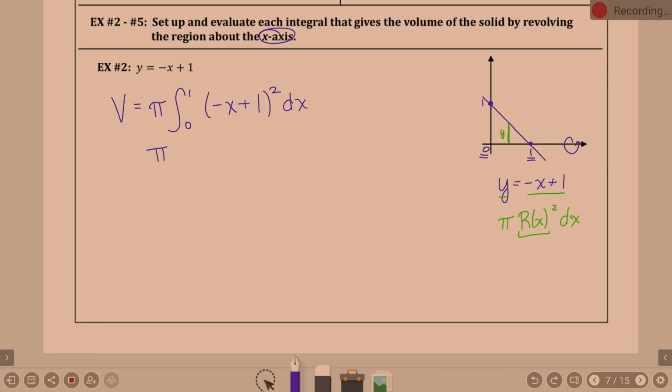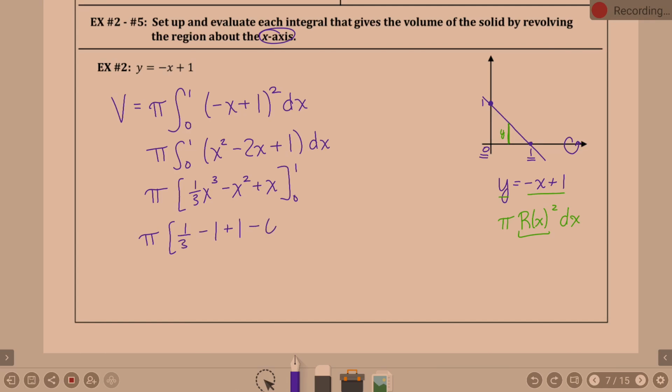So pi times the integral from 0 to 1 of x squared minus 2x plus 1 dx. And 1/3 x cubed minus x squared plus x evaluated from 0 to 1. Pi times 1/3 minus 1 plus 1 minus 0. Pi over 3.